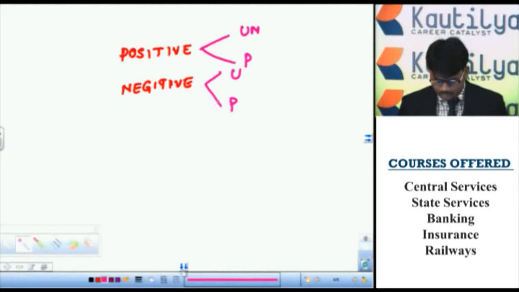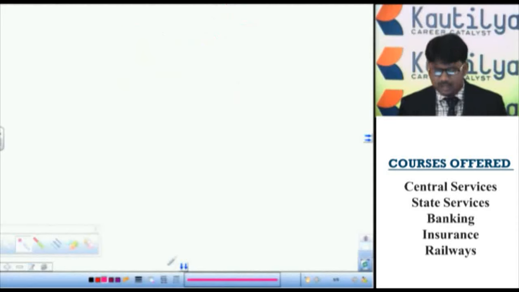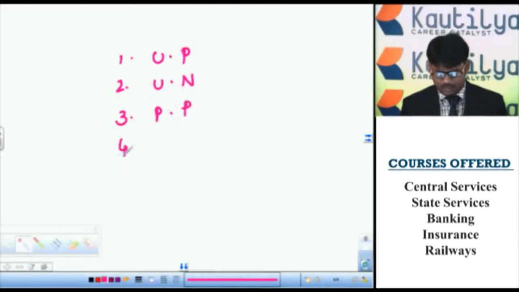The positive statement has two types: universal and particular. The negative statement is classified into two types: one is universal and the other is particular. Then in total we have four types of statements. The first one is the universal positive statement. The second one is the universal negative statement. The third one is the particular positive statement. And the fourth one is the particular negative statement.